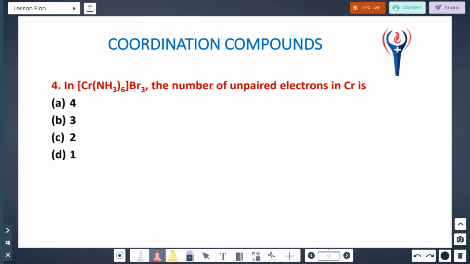See, they are asking for the number of unpaired electrons. Simple one. Here also, the atomic number is very important. Okay, see, chromium. First find out the X value.